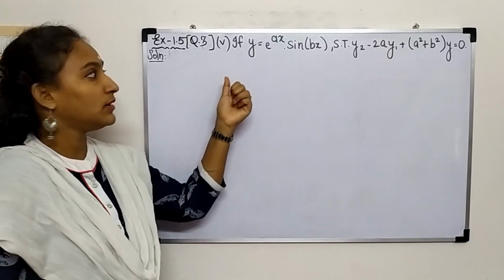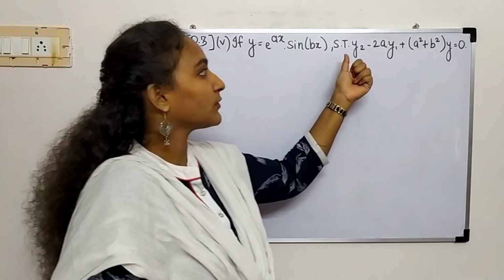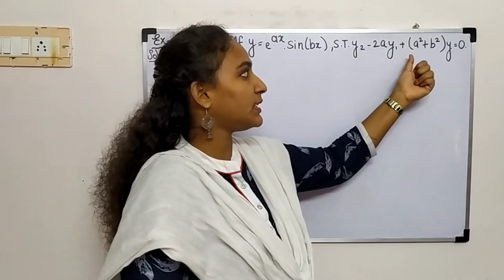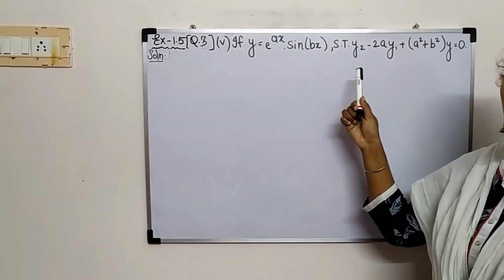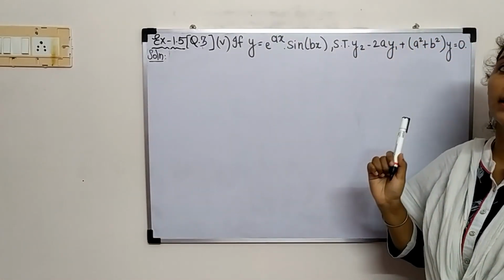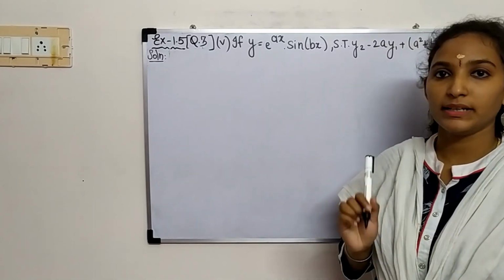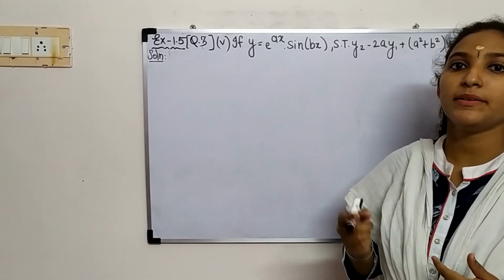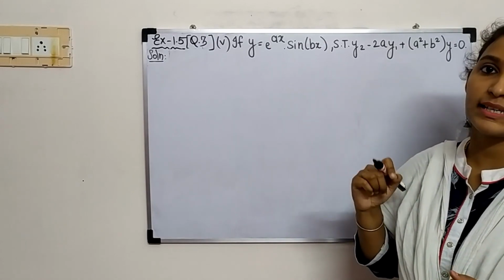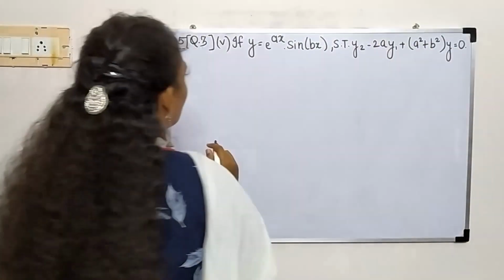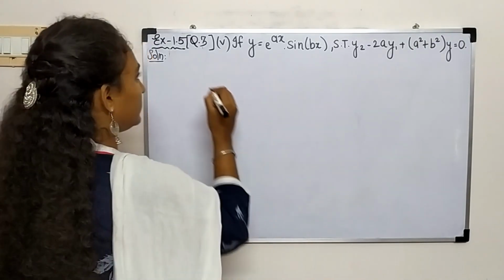So question number 5, if y equal to e power ax sin bx, show that y2 minus 2a y1 plus a square plus b square y equal to 0. See here, the y2 is nothing but d square y upon dx square and y1 is nothing but dy by dx. Okay, we are representing d square y by dx square with y2 and dy by dx with y1. So let us differentiate this with respect to x first using u into v rule.